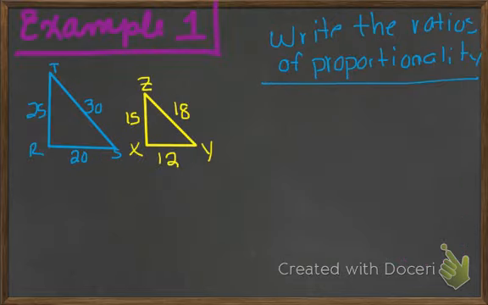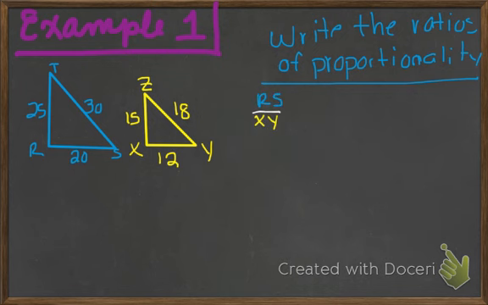So here's our first example, and we're going to look at the fact that these triangles are already similar, and we just want to find the ratios of proportionality of all of our sides. So we're going to look and see how the sides are different from congruent triangles. So go ahead and copy this down, and whenever you're ready to start, go ahead and press play.